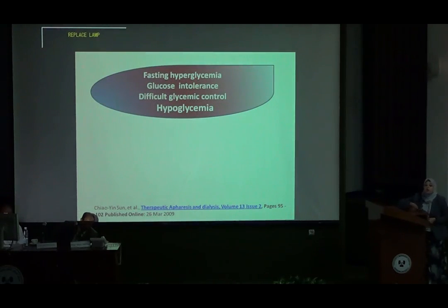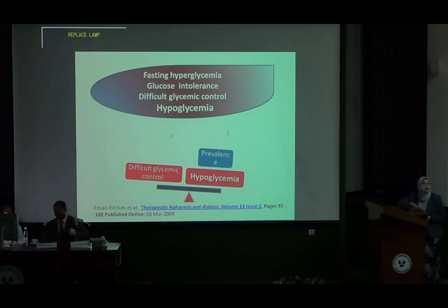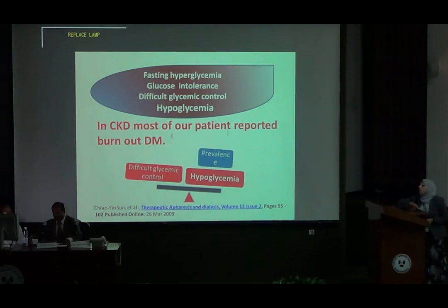Which is more common for our patients? Is it hypoglycemia or difficult glycemic control? Usually, hypoglycemia is more prevalent for our patients. Most of our CKD patients, when reaching end stage renal disease, report a relief from diabetes. They say, I have no more diabetes. This is what we see for most of our patients, but not all.